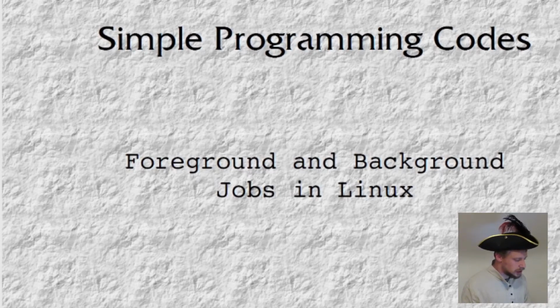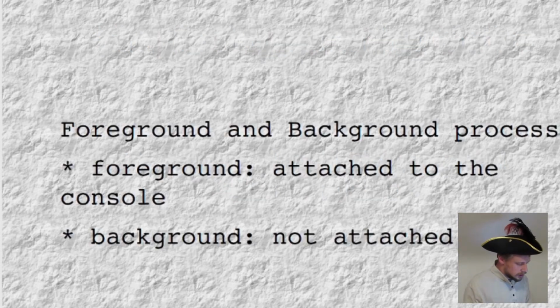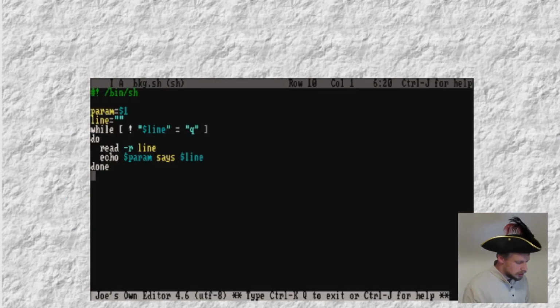Hello, in this video I would like to talk about foreground and background processes in Linux. The difference between a foreground and background process is that foreground processes are attached to the console. The background processes are not attached. So let's make a quick example to demonstrate them.